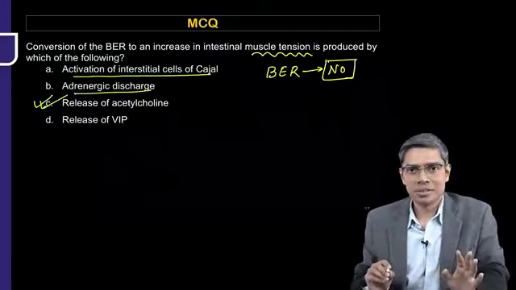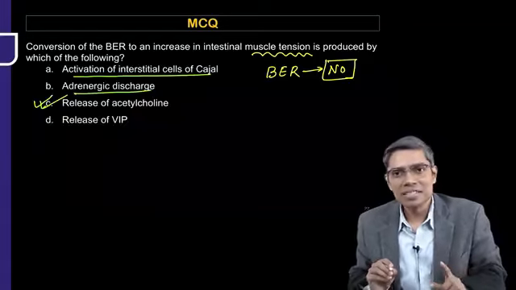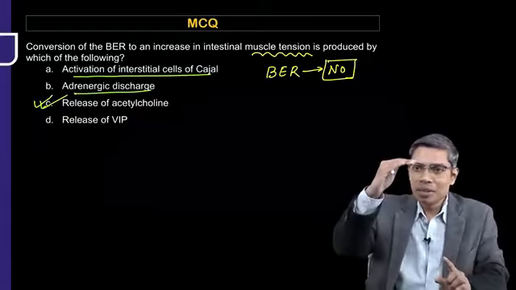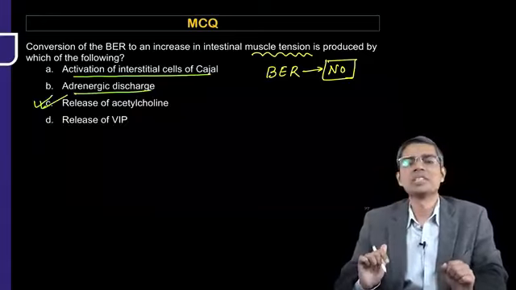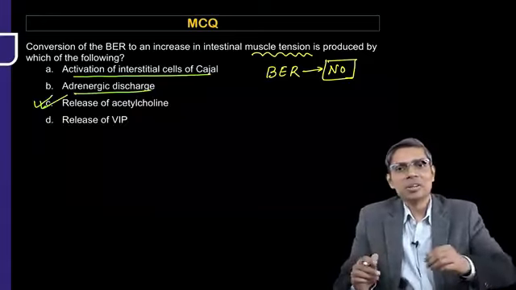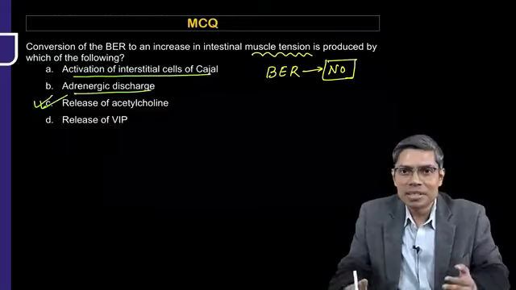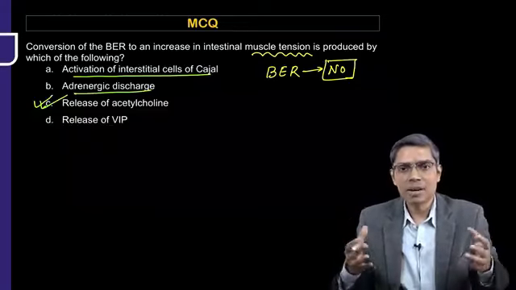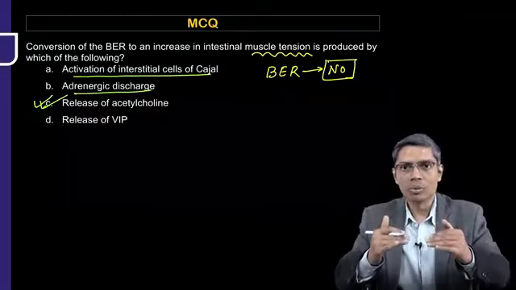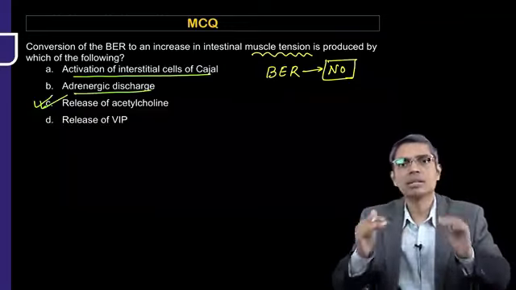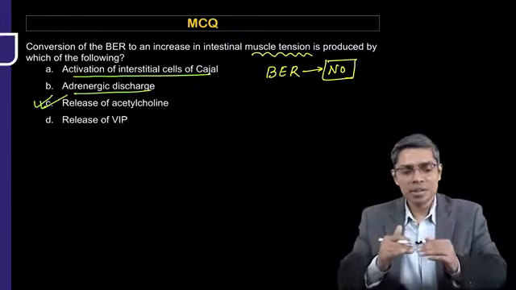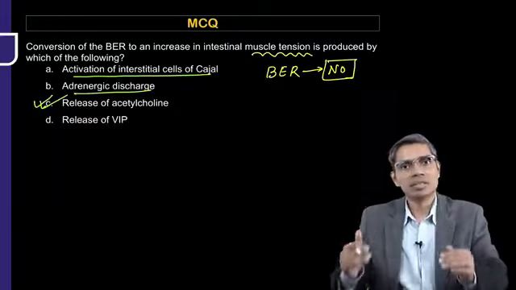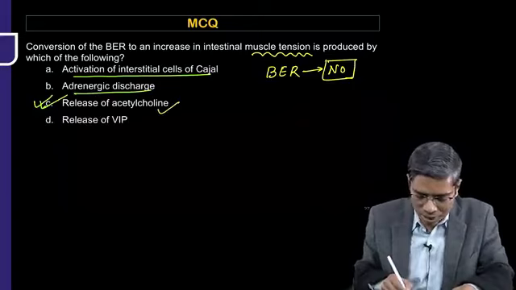Adrenergic discharge. In the presence of adrenergic discharge, the BER will go below the threshold voltage. That's why we know that whenever you give sympathetic stimulation, adrenergic stimulation, GI smooth muscle will relax, because the BER will go down. It will go below the threshold voltage. But with acetylcholine, the BER will go above the threshold voltage. So that's why the answer is here.